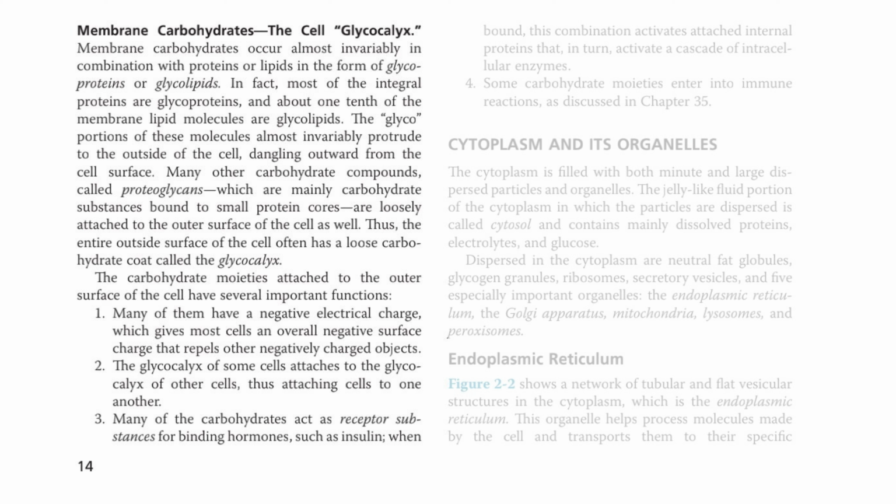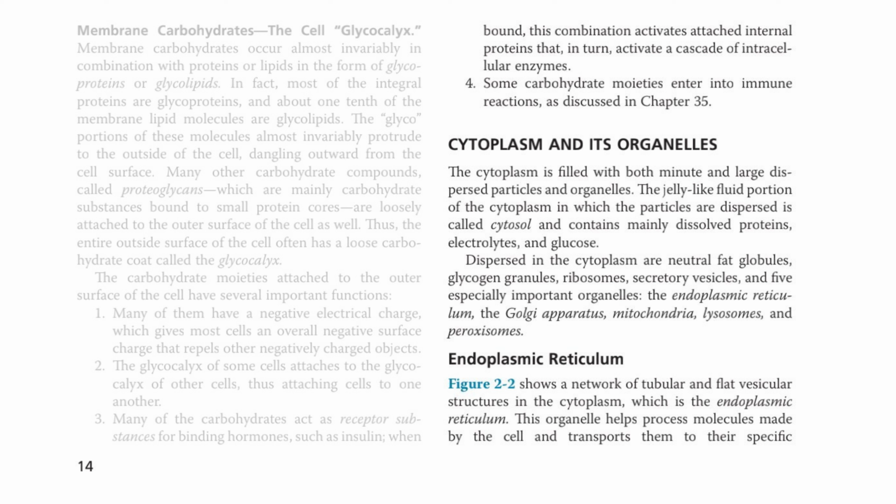The carbohydrate moieties attached to the outer surface of the cell have several important functions. 1. Many of them have a negative electrical charge, which gives most cells an overall negative surface charge that repels other negatively charged objects. 2. The glycocalyx of some cells attaches to the glycocalyx of other cells, thus attaching cells to one another. 3. Many of the carbohydrates act as receptor substances for binding hormones, such as insulin. When bound, this combination activates attached internal proteins that, in turn, activate a cascade of intracellular enzymes. 4. Some carbohydrate moieties enter into immune reactions, as discussed in Chapter 35.